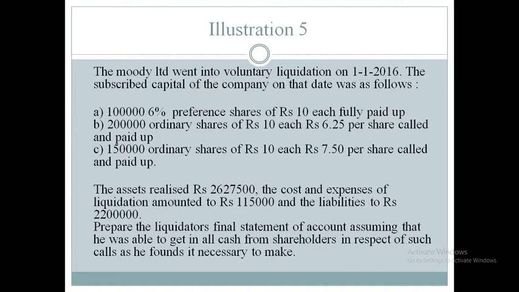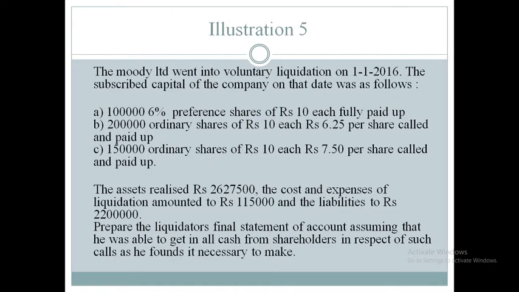Then 2 lakh ordinary shares of rupees 10 each, rupees 6.25 per share called up and paid up. And another category, 1 lakh 50,000 ordinary shares of rupees 10 each, rupees 7.50 per share called and paid up. So they are having three types of shares here: preference shares, ordinary shares of which 6.25 per share is paid up, and 1,50,000 ordinary shares of which 7.5 per share is paid up. And they have given some other information here.